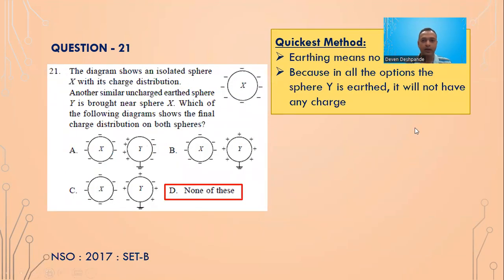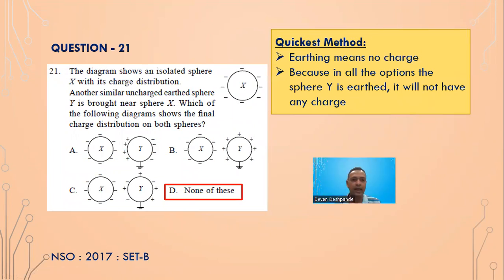A prismatic effect. Okay. The diagram shows an isolated sphere X with its charge distribution. Another similar uncharged earthed sphere Y is brought near sphere X. Which of the following diagrams shows the final charge distribution on both spheres? Now it is an earthed sphere, isn't it? It is a sphere Y which is connected to Earth. If a sphere or a material is connected to Earth, then there will be no charge, isn't it? There will be no charge if a material is connected to Earth.